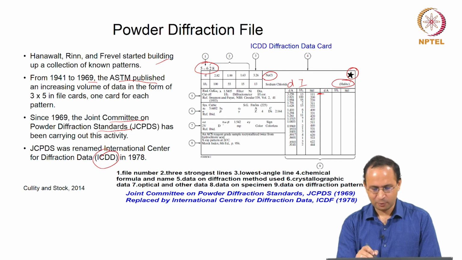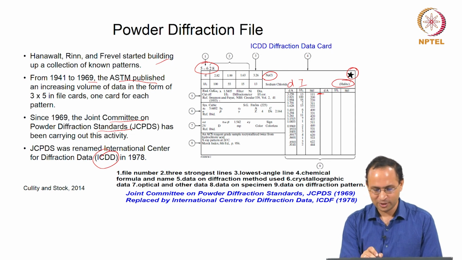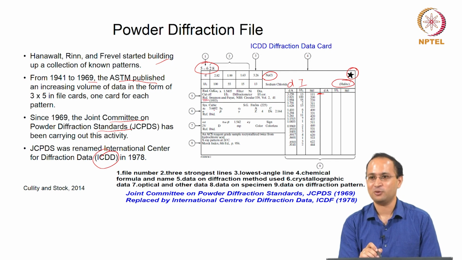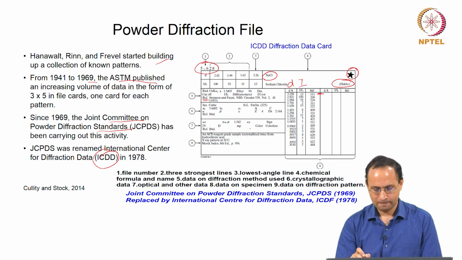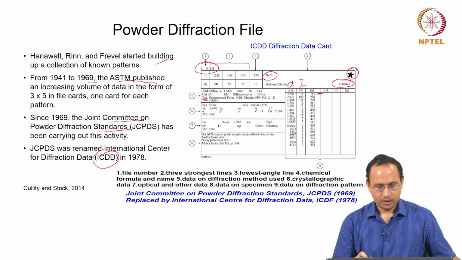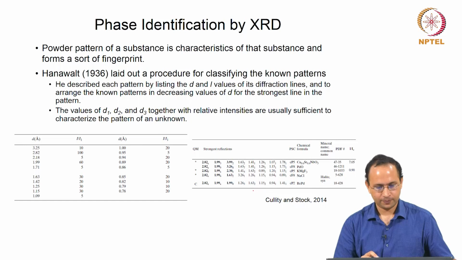There is other information too, like the literature information, who did this. You see the reference, it also gives you information about where this data was taken. Obviously the space group and other information is there. So, this is a typical ICDD diffraction data card.